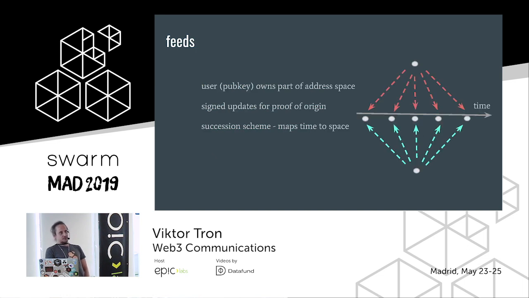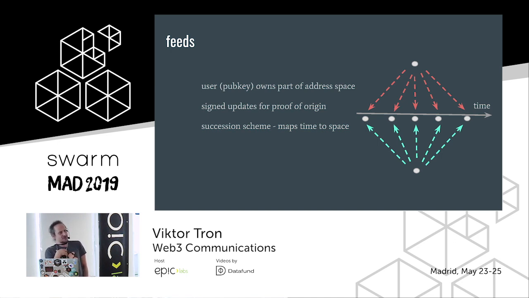So now we come to feeds, which is Javier's big work. I find this quite an interesting construct because it's so simple and yet so powerful. Feeds is another modality to make sure that a chunk is immutable and locally verifiable. How does it do it?